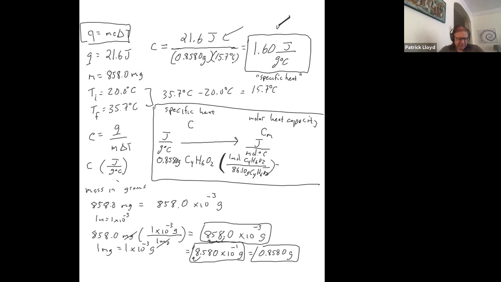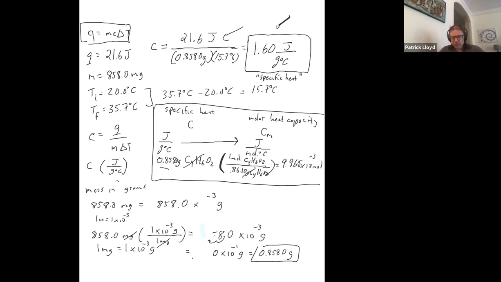So 0.8580 divided by 86.10, and you get a pretty small number, right? Because you're taking something that's less than 1 and dividing it by something that's close to 100. So you're going to get 9.965 times 10 to the minus 3 moles. So now you have it in moles, right? Grams cancel. Okay. All right.